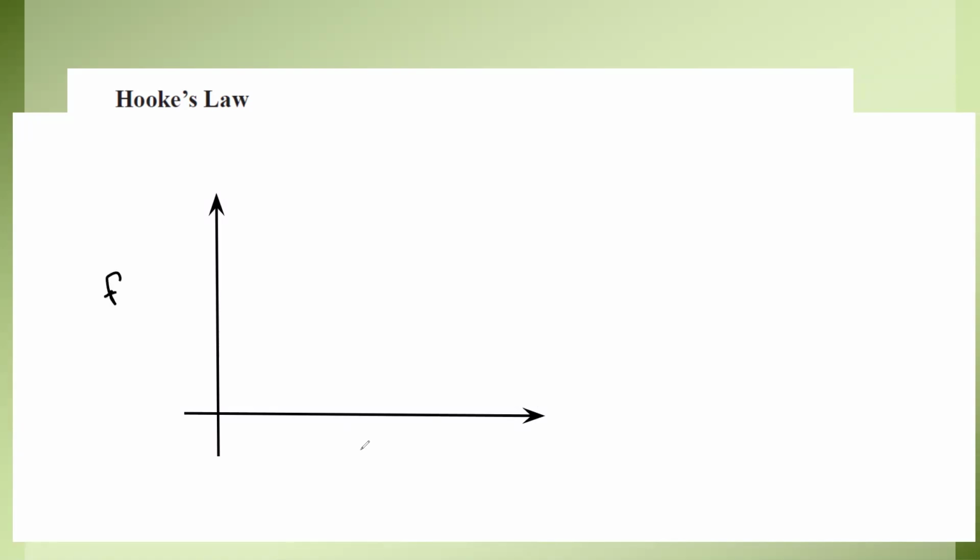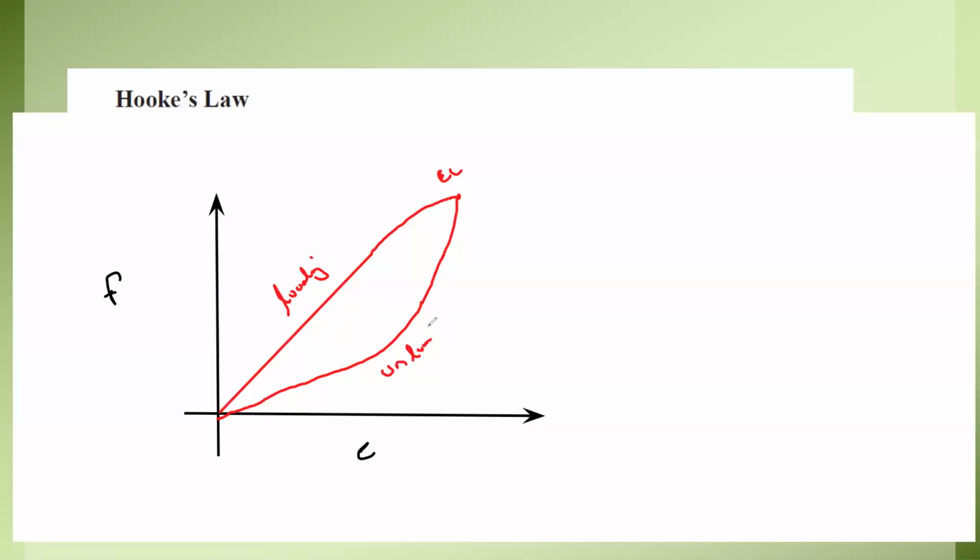If we load and unload within the elastic limit, for example, we have force and extension as a straight line. That's the limit of proportionality. Then we add a load, and the extension also increases. So this is the elastic limit and we return back. This will be the unloading graph. This is the case when we don't cross the elastic limit.